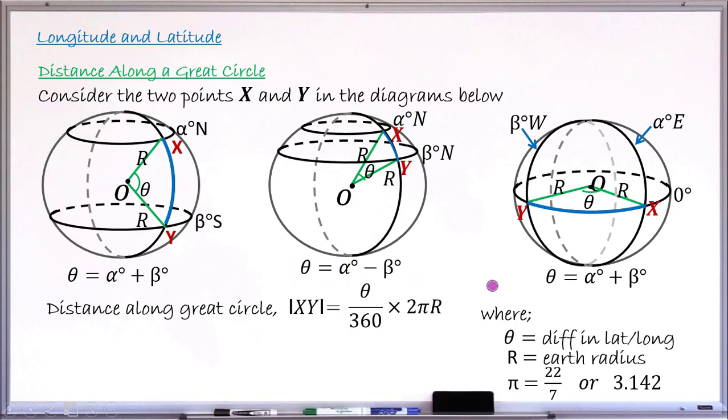So this is what we now use to find the distance between the 2 points that happen to be on a great circle. These are the 3 different cases for us to have 2 points on a great circle. 3 different cases. So let's just move on and take examples.